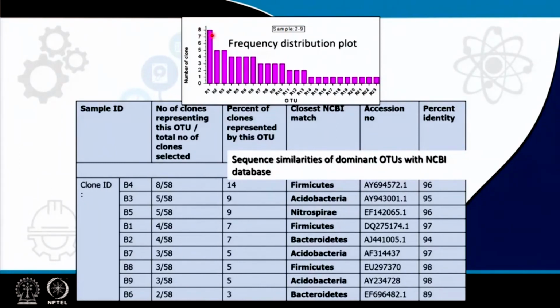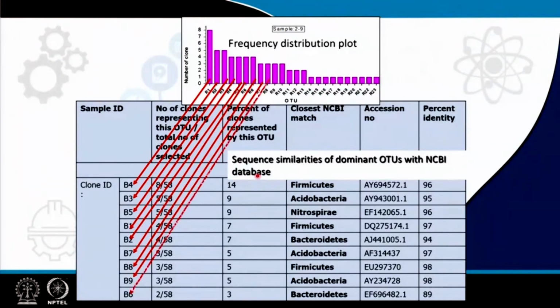Now, some representative clones are sequenced for the 16S ribosomal RNA gene. As we keep on sequencing these representative clones, we are able to identify through a similarity search in the NCBI database that the first, most abundant one belongs to the Firmicutes. That's a group of bacteria. The second is the Acidobacteria, third is the Nitrospirae, fourth is again Firmicutes, next one is Bacteroidetes, and so forth. So, we can have up to genus level information if our sequencing quality is good, and we intend to do so.